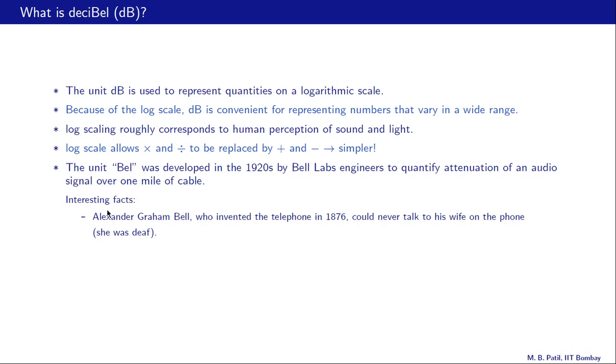Here are some curious facts about Alexander Graham Bell. He invented the telephone in 1876. He could never talk to his wife on the phone because she could not hear. Bell considered the telephone to be an intrusion and refused to put one in his office.